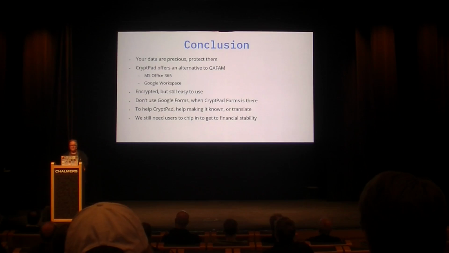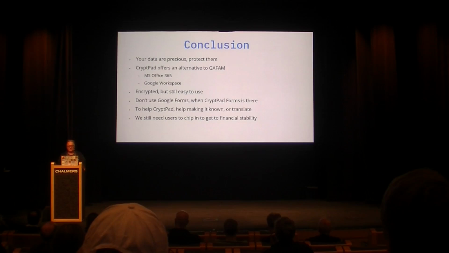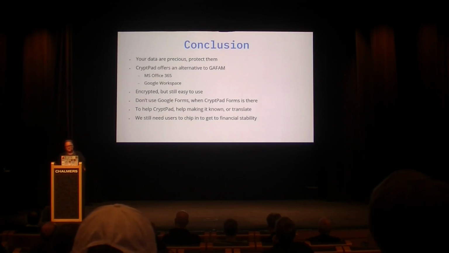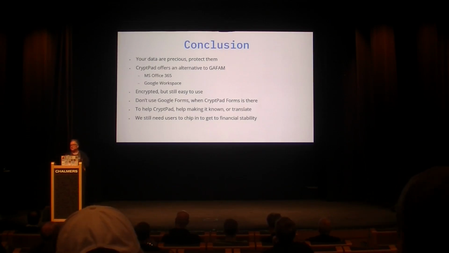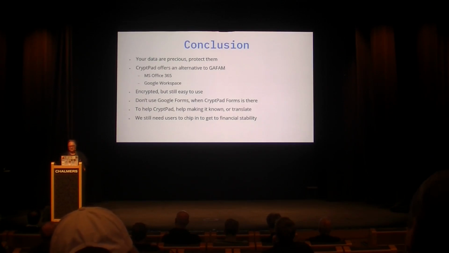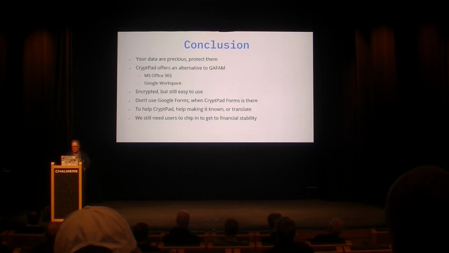To finish, your data is precious, so think about protecting it. CryptPad offers an alternative to GAFAM technologies, so it's not the only one that you need to fully replace systems coming from the big techs. It's encrypted, but it's actually fairly easy to use. In one click, you can have a document. In one click, you can share it with other users. If you have a survey to do, don't do it on Google, don't do it on Microsoft. You can protect your survey using CryptPad, and it's free.